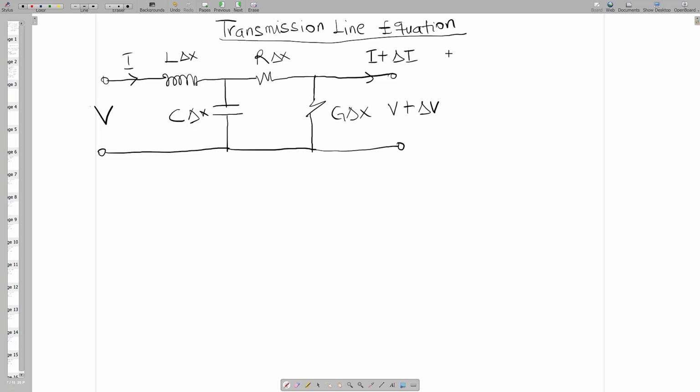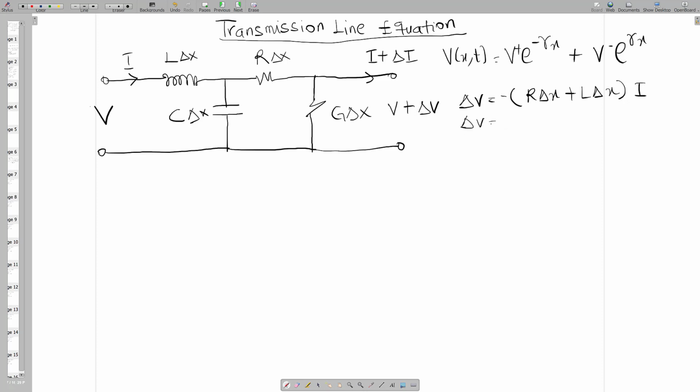So at the end, we proved that voltage in terms of space and time was equal to V plus e to the minus gamma x plus V minus e to the positive gamma x. And we continued to say that delta V was equal to negative R delta X plus L delta X multiplying I, because the voltage drop was across these arms, this L and this R. So we said that delta V was R delta X plus the impedance of L, which was j omega L. We had I over here.